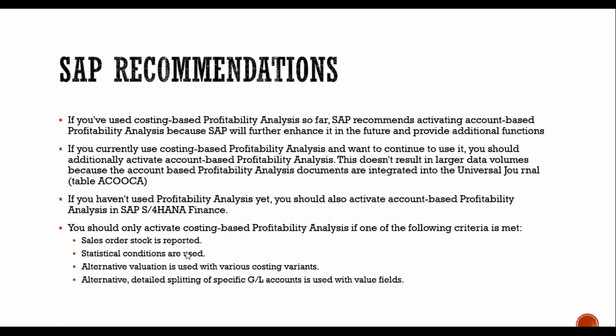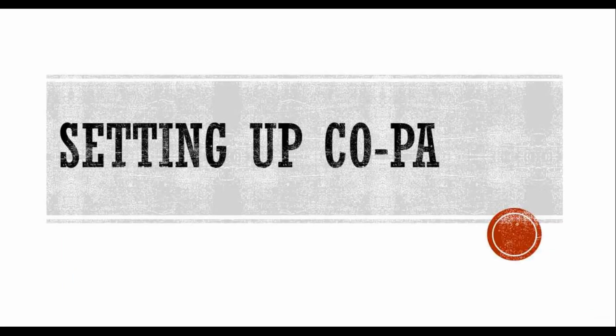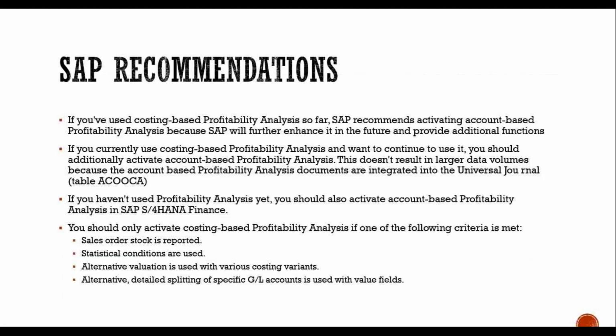Okay, what is next? Next is configuration. How to set up the controlling, how to set up the operating concern, how to add the characteristics, how to add the value fields. Okay, so we will talk about that. As of now, any question? Now you understood the basic difference between costing-based and account-based.